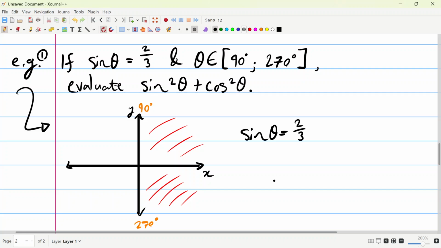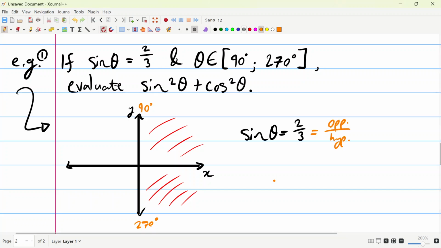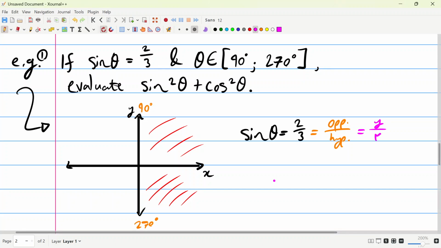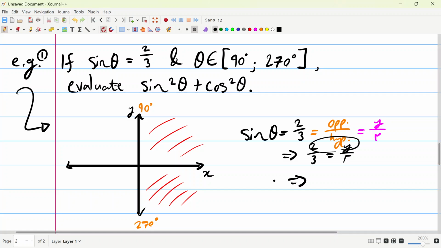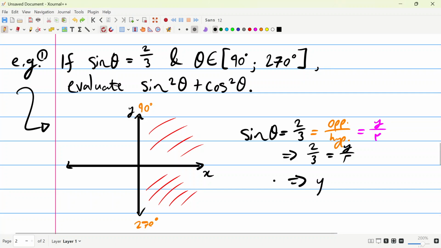And sine theta is equal to what? It's equal to opposite over hypotenuse. And in the Cartesian plane, do you remember that we wrote it as y divided by r? Meaning, what we can do is note that the y value, this is just implying to us, by the way, that 2 over 3 is equal to y over r, where we can see y is equal to 2 and r is equal to 3. So y is equal to 2 and r is equal to 3.